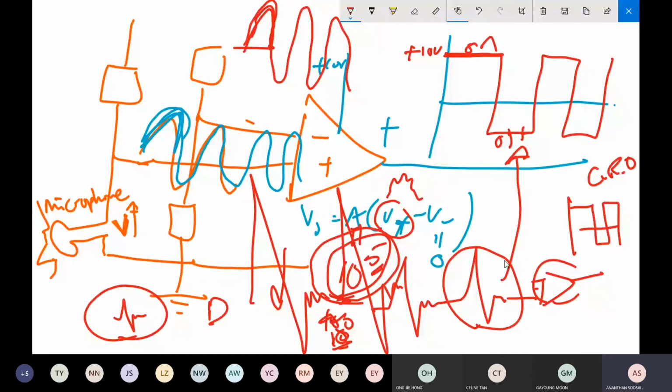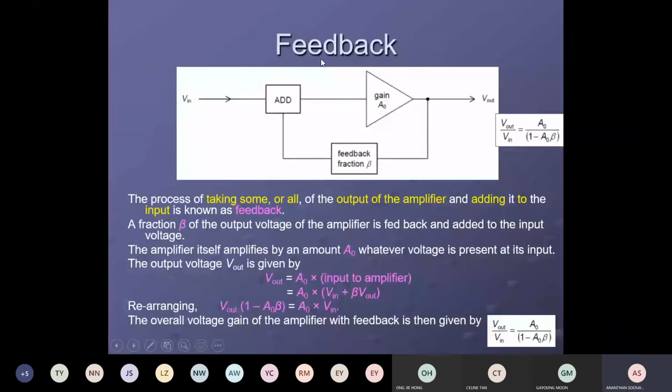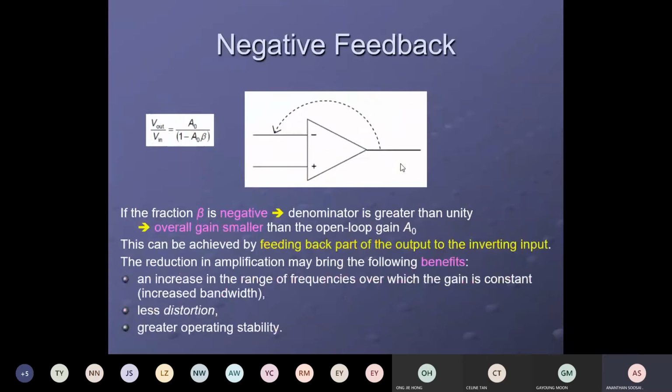They say we can reduce the gain and retain the pattern by using something called feedback. If you do feedback, you can achieve 3 benefits. I will go straight to the benefits before discussing this. These are the 3 benefits.